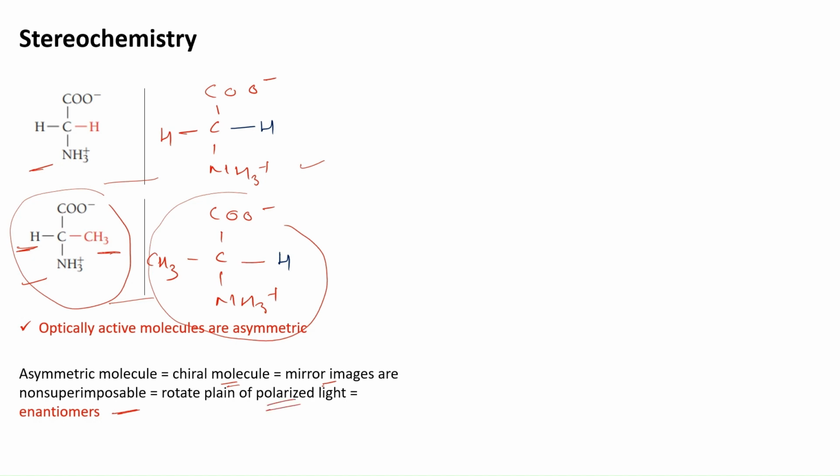Hence, they can rotate the plane of polarized light, and these types of structures are known as enantiomers. So, amino acids are enantiomers. Amino acids are optically active molecules because they are asymmetric, hence they form non-superimposable mirror images, except glycine.